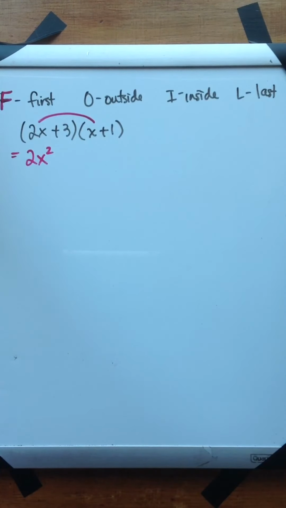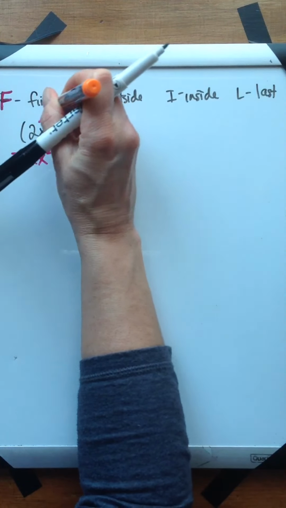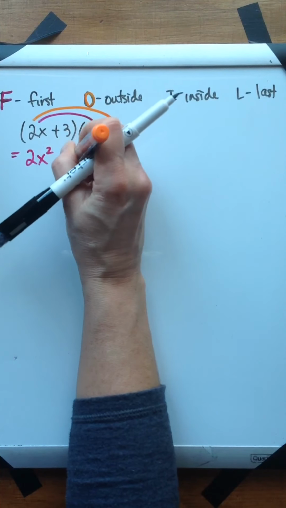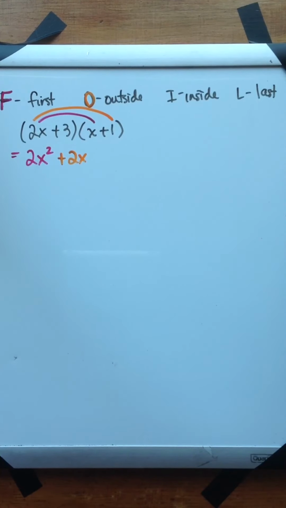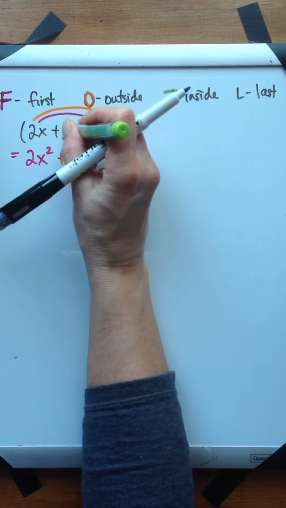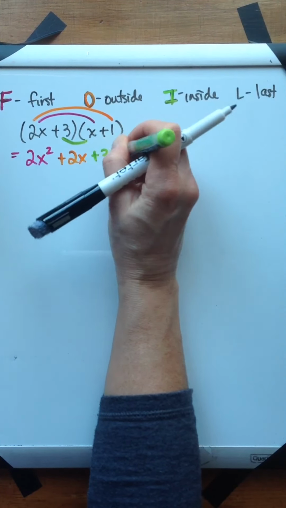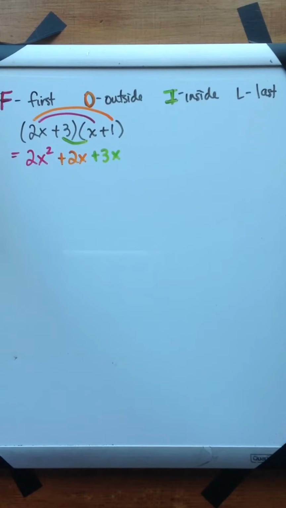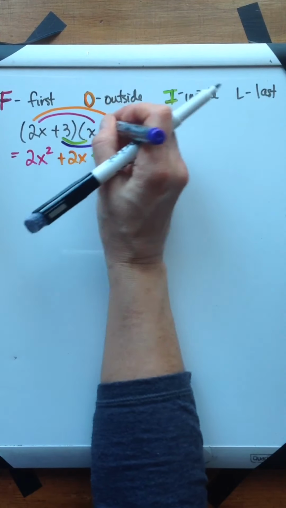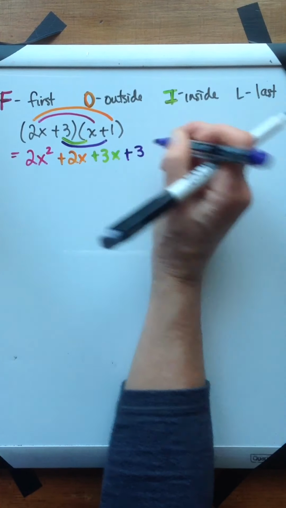If we now go to outsides, those are the terms that are furthest away from each other. That's these ones right here. So 2x times 1 would be 2x. And then what if I said to you, hey, let's multiply the insides together? Well, here they are. Positive 3 times x would be positive 3x. And what if we looked at the last terms in each of the binomials, or the 3 times the plus 1? Well, positive 3 times positive 1 would be positive 3.